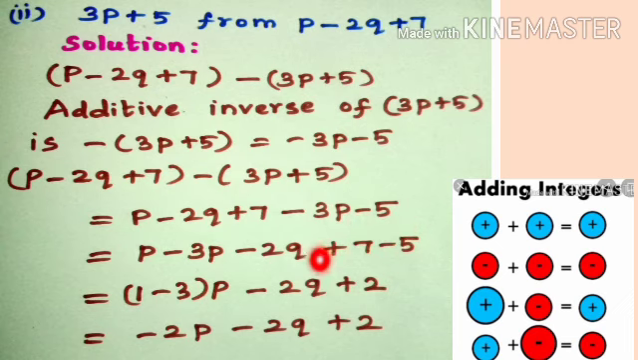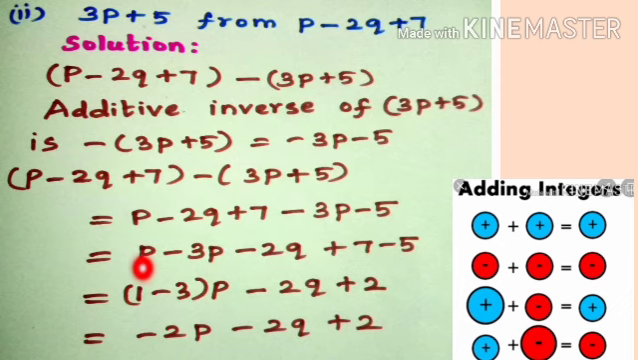In the next step, we have to arrange the like terms separately. So here p and minus 3p are the like terms in p, and minus 2q is alone, and the constants, which are 7 and minus 5, are like terms. In the next step, when we add or subtract the algebraic terms, we have to add or subtract the coefficients alone.